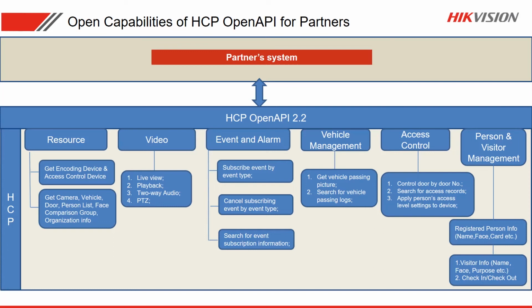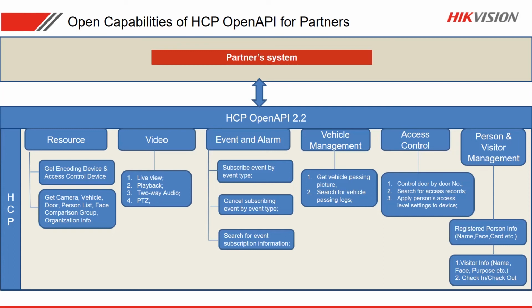The fifth part is about the access control device. Basically, you can call an OpenAPI command to do remote operations, for example, to open a door remotely. You can also search for historical access control records by calling an OpenAPI command. And if you have already added a person on HikCentralPro and want to apply this information to an access control device, you can call an OpenAPI command to do that. Apply the person's access level settings to a device.